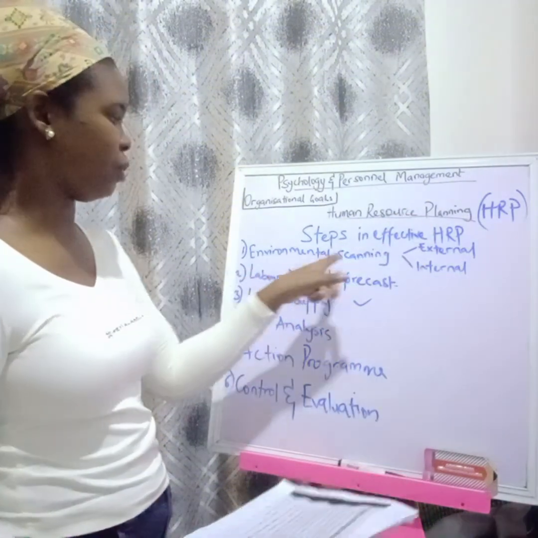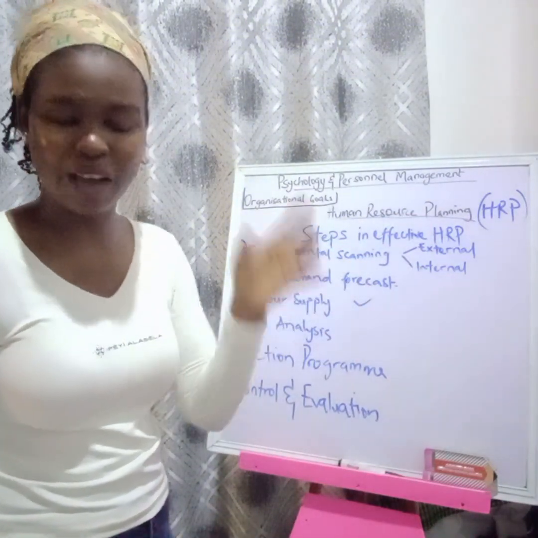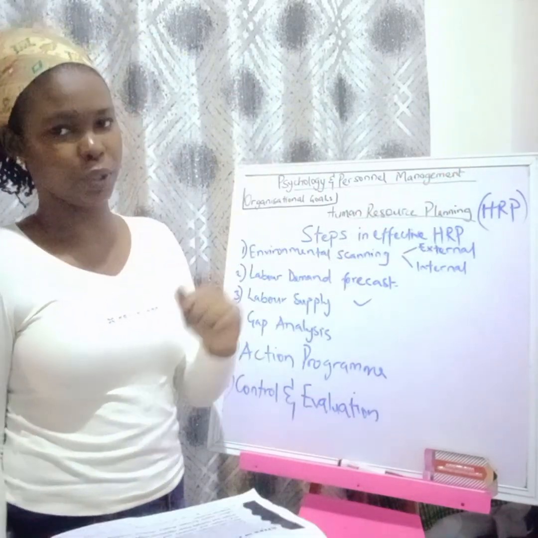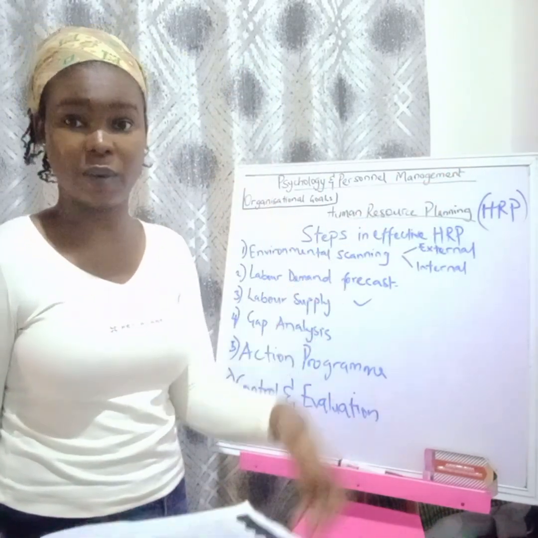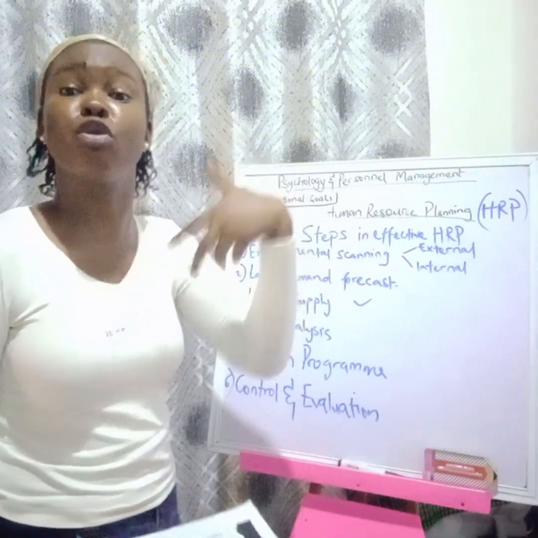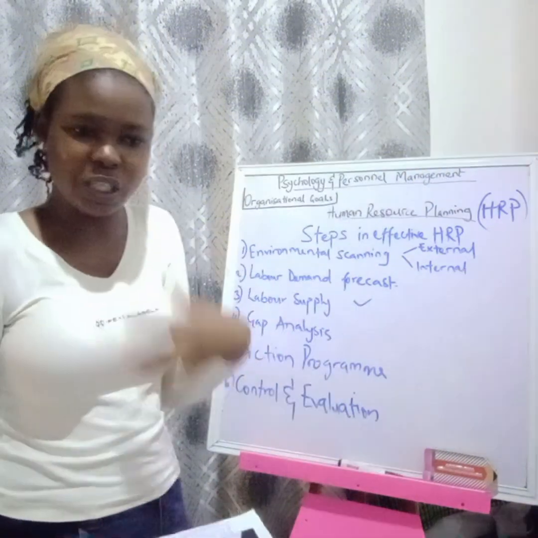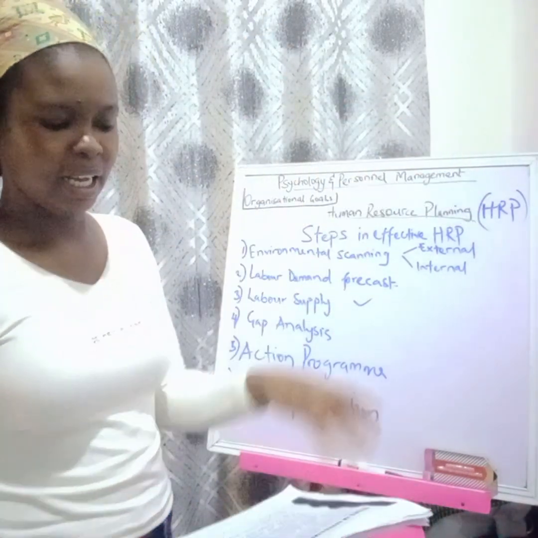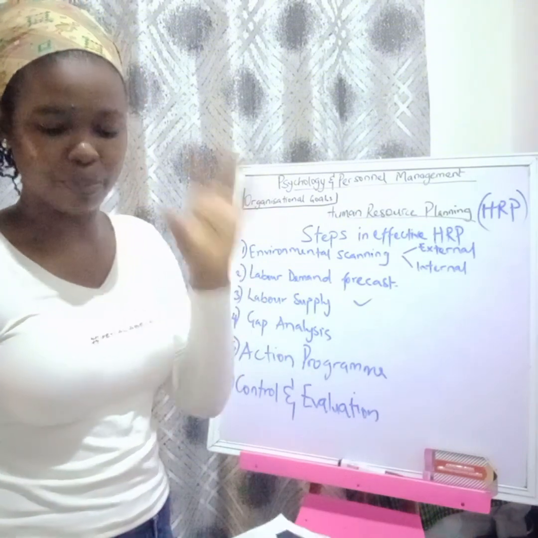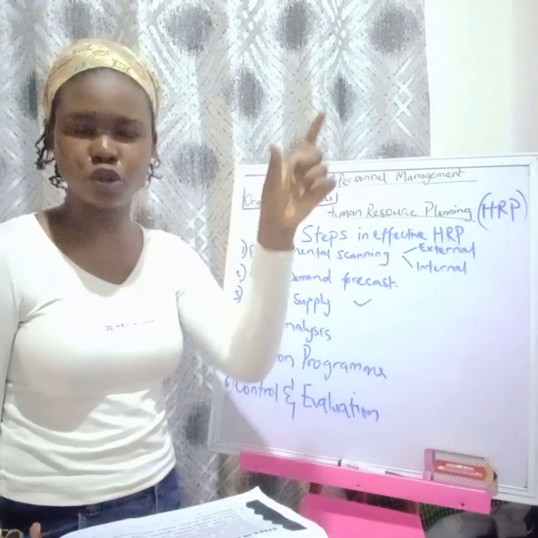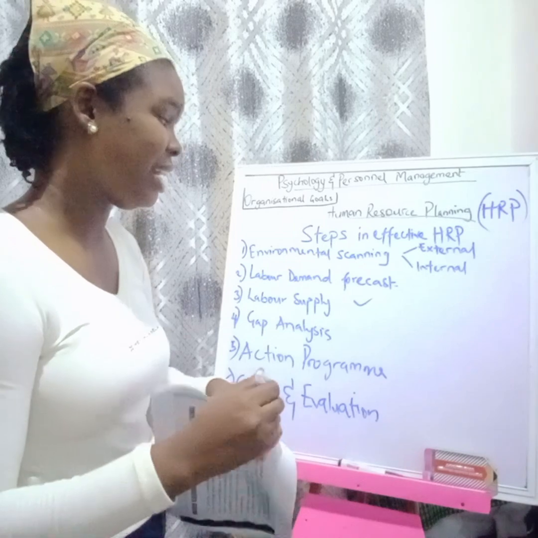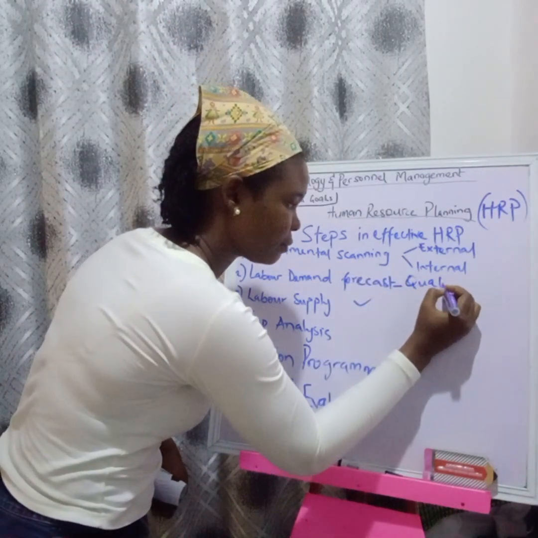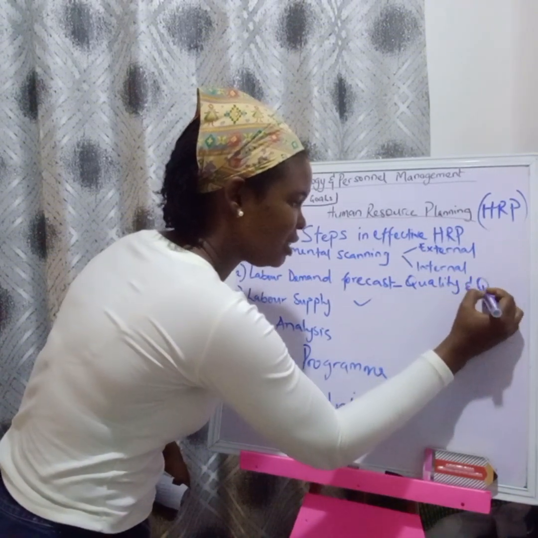These 2 make up environmental scanning. What does it mean? You have to identify and anticipate both threats and opportunities, the good and the bad. You anticipate both of them. Remember that HRP is a forecast, it's a proactive process. You're not doing it for the now, you're doing it in readiness for whatever comes in the future. Then second is labor demand forecast. This is a process of estimating the future quantity and quality. Never forget, anything employees have to do with quality and quantity.